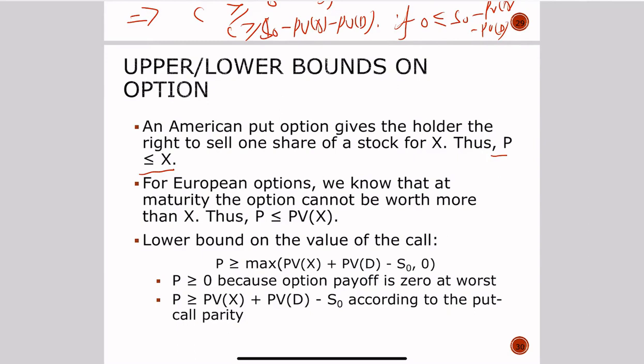And what about a European option? For a European option, we can actually get a better, or tighter, upper bound. If a European put option has the exercise price of X, then we know that at maturity, the option cannot be worth more than X. So this implies that the price of the put has to be smaller than the present value of X.